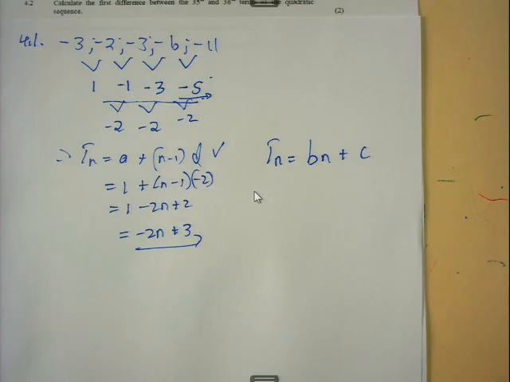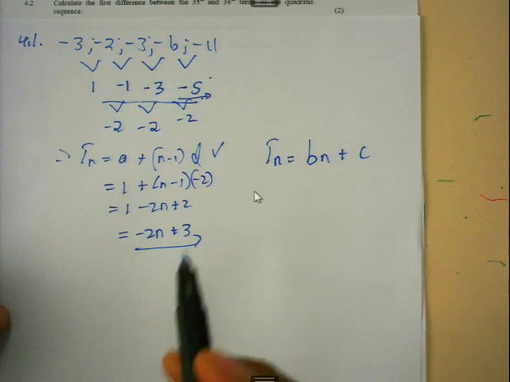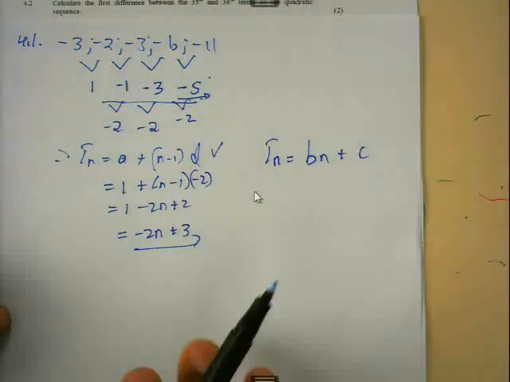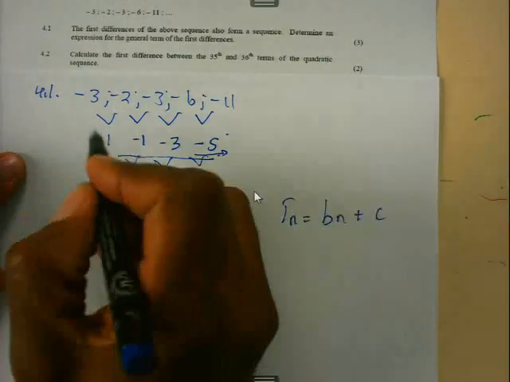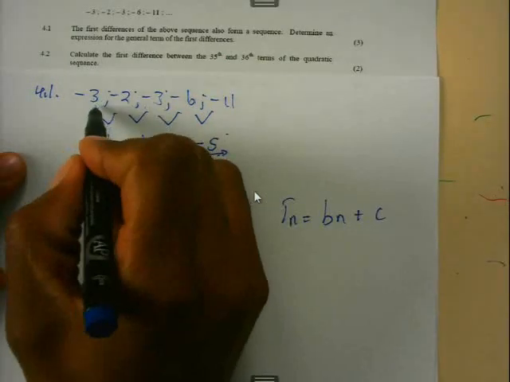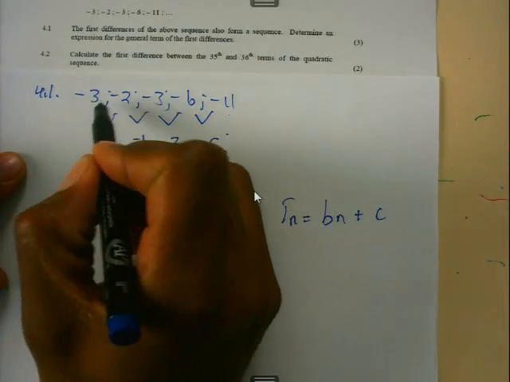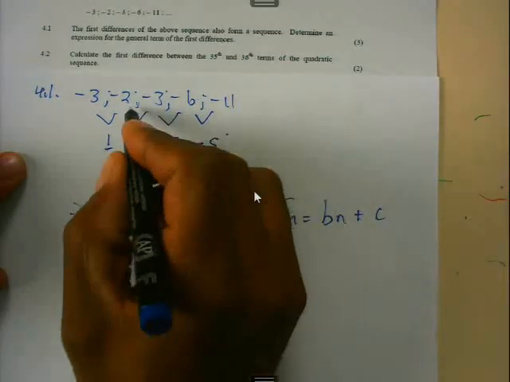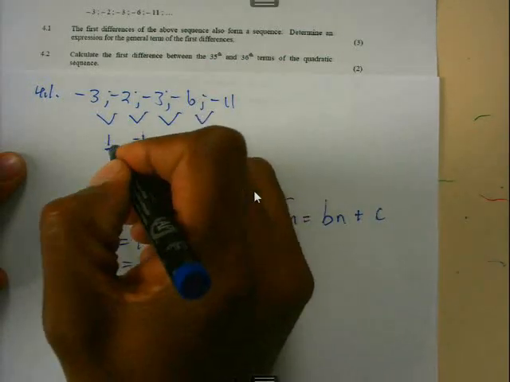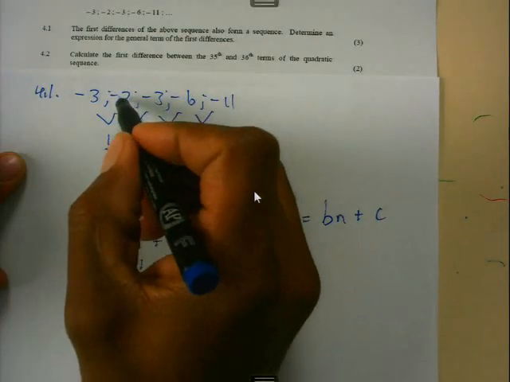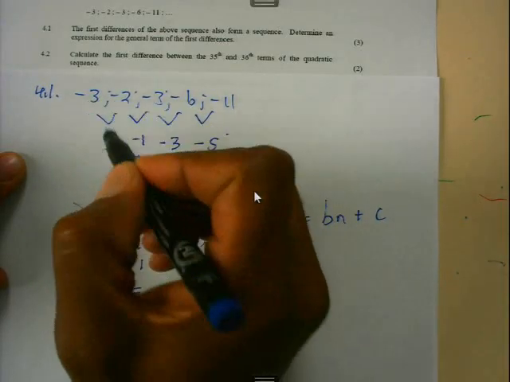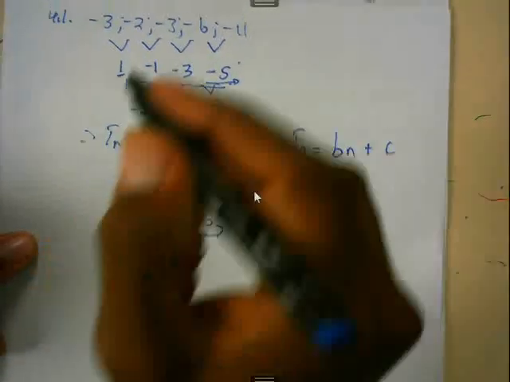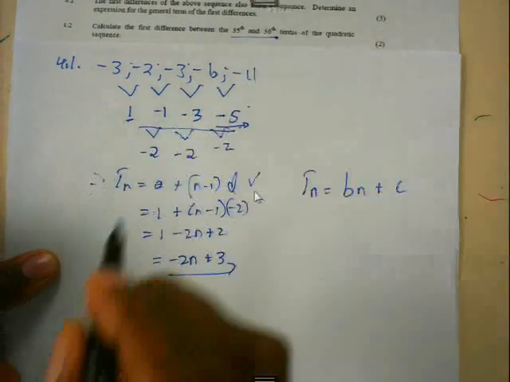Now they said 4.2 here. You calculated the first difference between the 35th and 36th terms of the quadratic sequence. Of course, you only need to determine the difference between the two terms. Now, let us go back to this one, boys and girls. Remember now, 1 is the difference between what? 1 is the difference between -3 and -2, and -1 is the difference between the two. Then it means to get 1, we only take -2 plus 3, then it will give us this one.